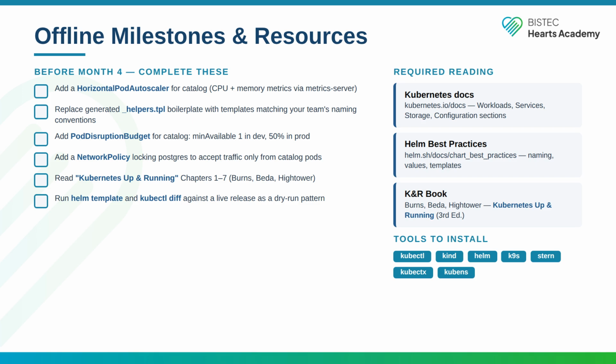For reading, the Kubernetes documentation, workloads, services, and storage sections fill in every gap from today. The Helm Best Practices Guide makes your charts production ready. Kubernetes Up and Running by Burns, Beda, and Hightower, chapters 1 through 7, is the canonical text. And install K9s. It will change how you interact with the cluster every day.